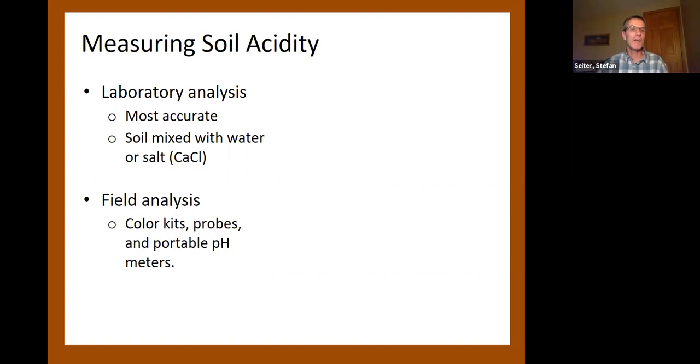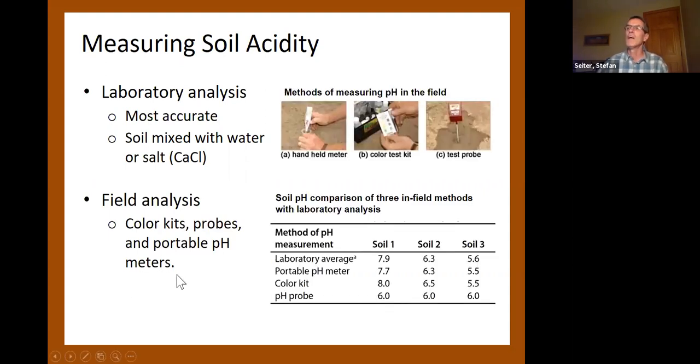There are some field analysis tools that you can use. There are these color kits or probes or portable pH meters, and I show them here, where you can do your own soil water slurry and then mix it. Or you can take that soil water mixture and have certain reagents, and then they turn color. Or you have these test probes. These handheld meters can be fairly good if they're taken care of really well.